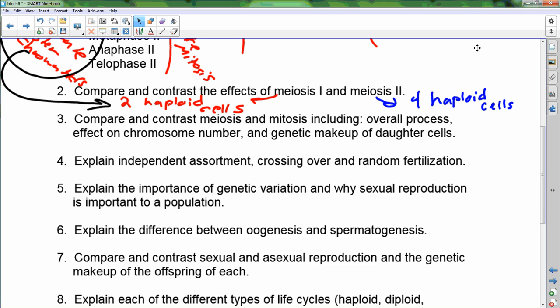All right. Number 6. Explain the difference between oogenesis and spermatogenesis. Remember, oogenesis is the production of ova in a female ovary. Spermatogenesis is the production of sperm.